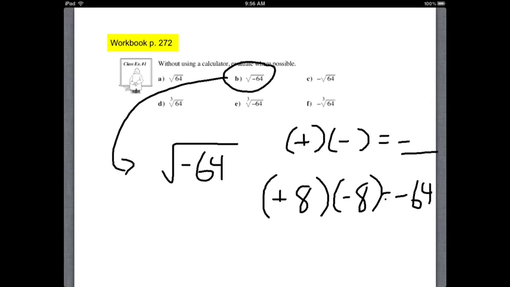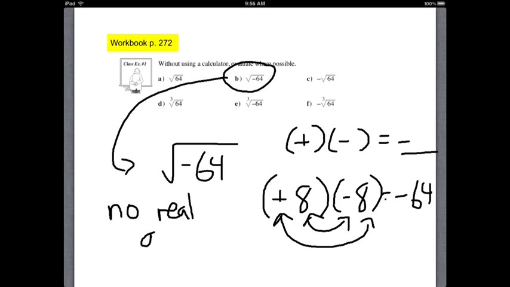Now, of course, the digits might be the same, but the signs are completely different. These are completely different numbers, so it's not going to work if we're going to take a square root. So, for negative 64, your answer here is going to be no real answer.